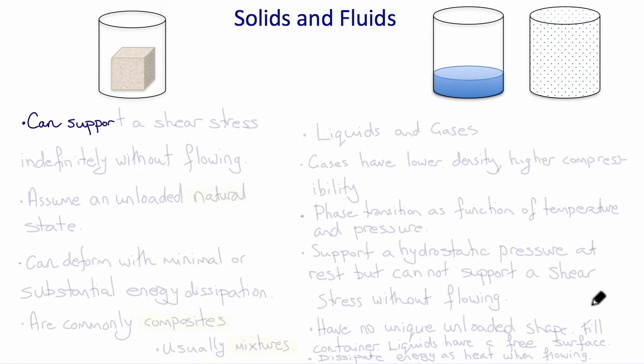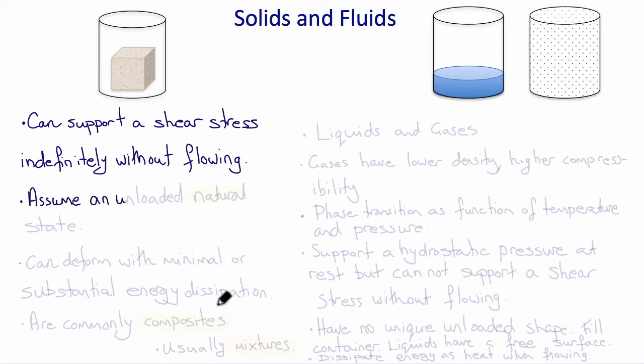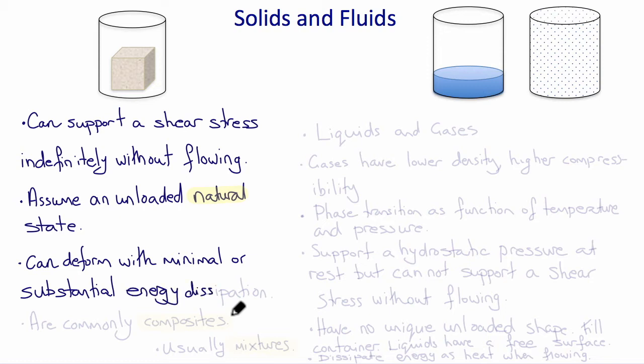The two major classes of continuum material are solids and fluids. Solids, on the left here, can support a shear stress indefinitely without flowing. They assume an unloaded natural state and can deform with minimal energy dissipation or with substantial energy dissipation. They are often composites, meaning they're comprised of different materials types.